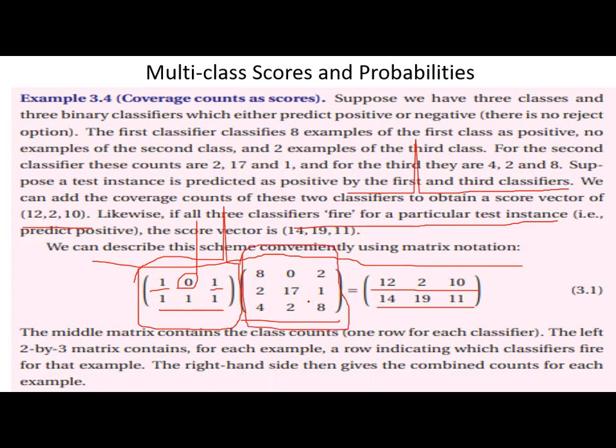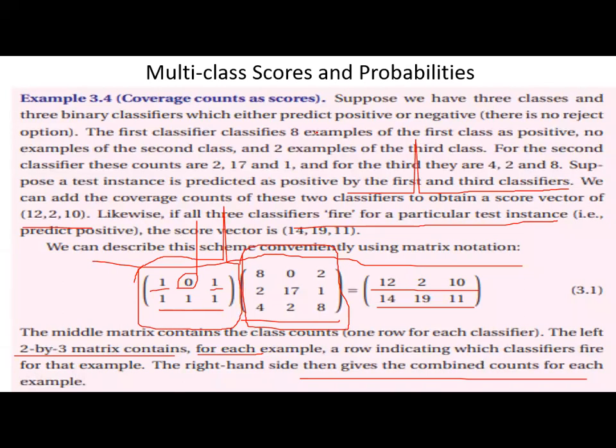This is called coverage counts. The left 2 by 3 matrix contains, for each example, a row indicating which classifiers fire for that example. The right-hand side then gives the combined counts for each example.